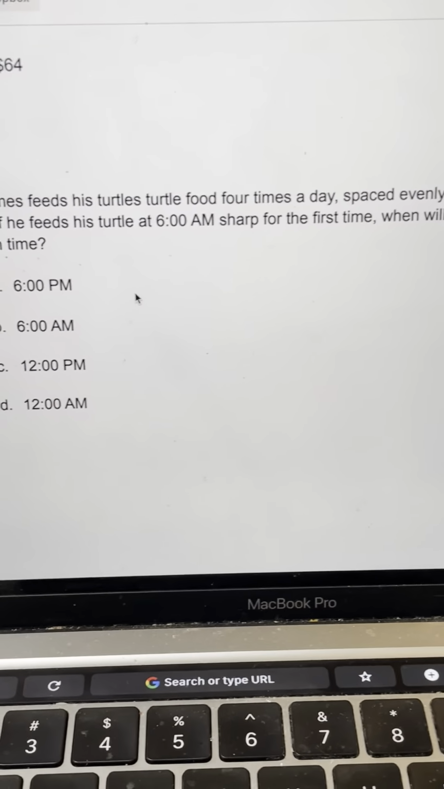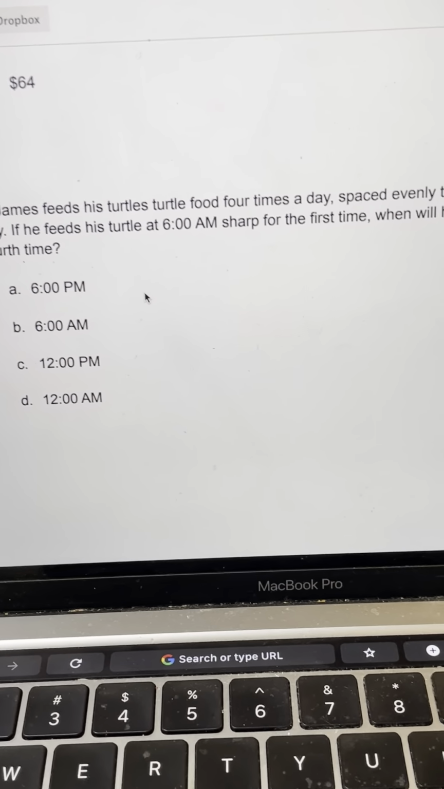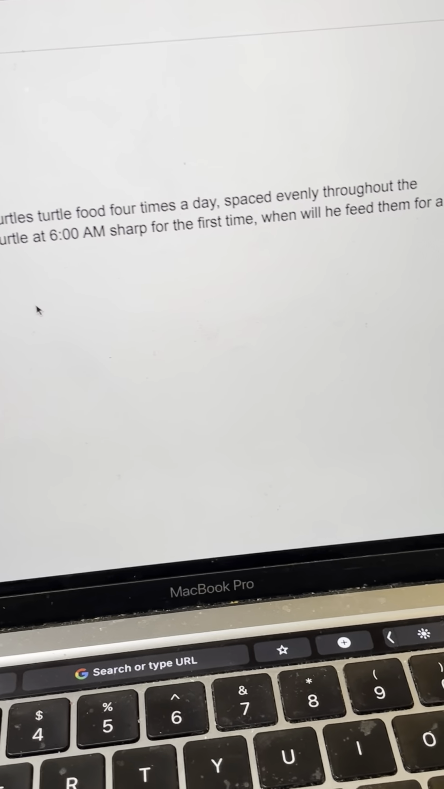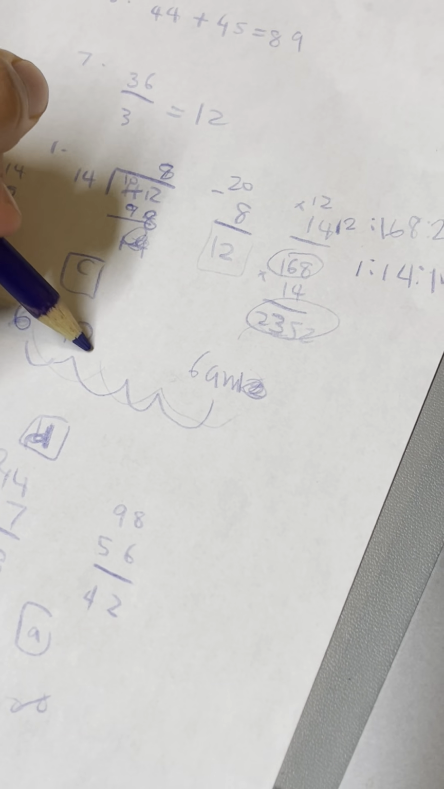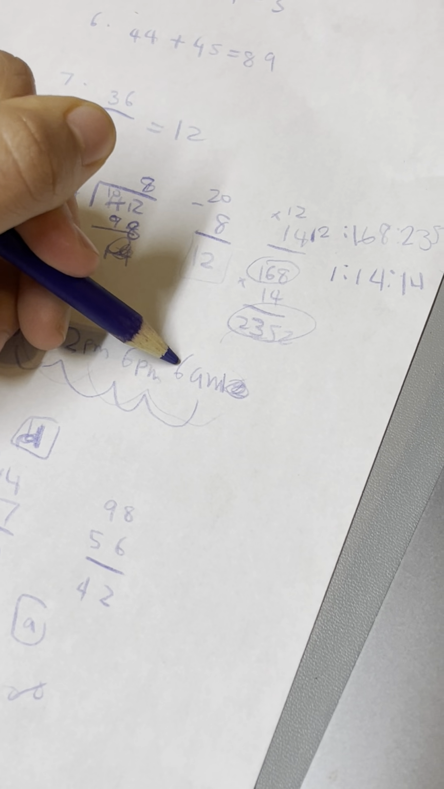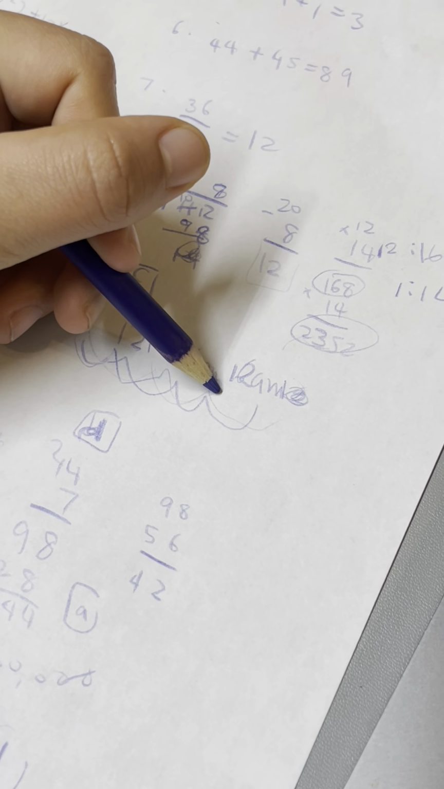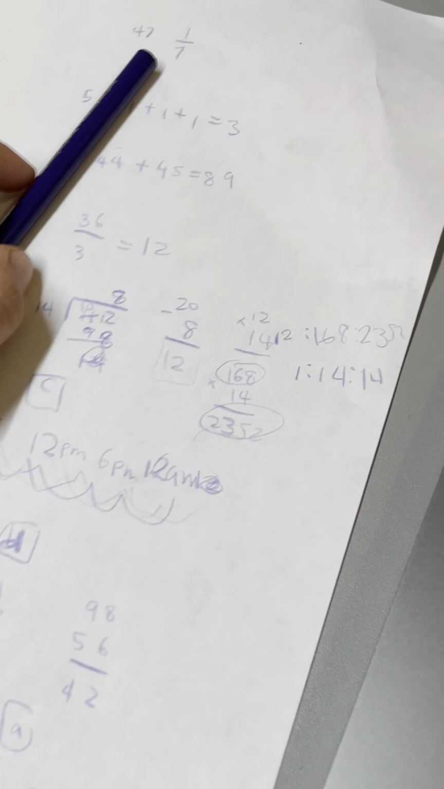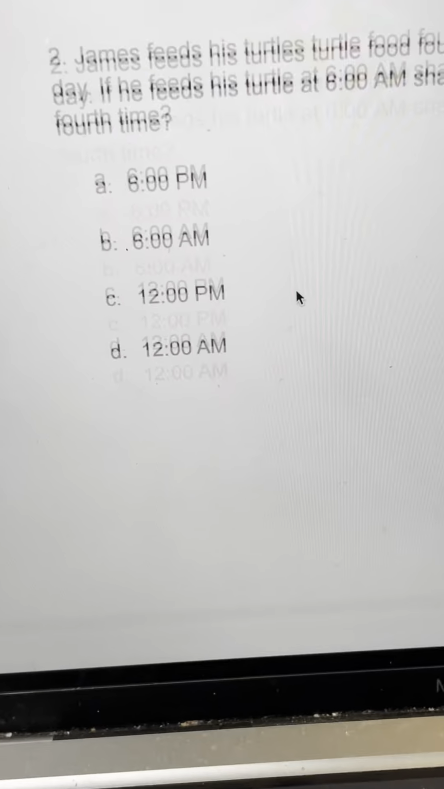James feeds his turtle food 4 times a day, spaced evenly throughout the day. If he feeds his turtle at 6 a.m. sharp the first time, when will he feed them the 4th time? So the pattern would be 6 a.m., 12 p.m., 6 p.m., and then 12 a.m. So 1, 2, 3, 4. And we want our 4th one, which would be D, 12 a.m.